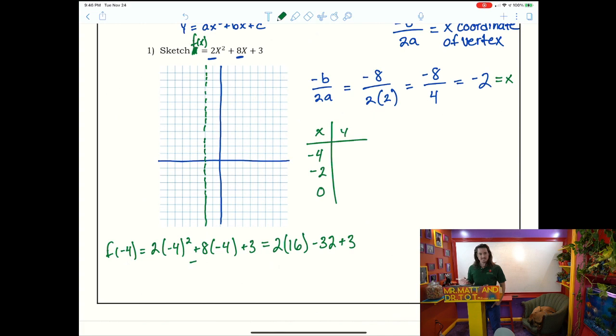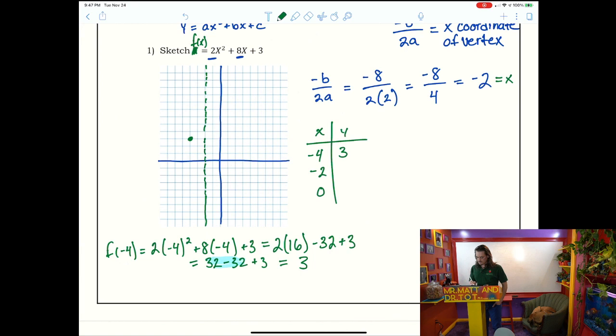2 times 16 is 32, so we're going to have 32 minus 32 plus 3. Notice that 32 minus 32 will cancel out because they're equal magnitude but opposite signs, so that just leaves me with 3. So when x is equal to negative 4, y is equal to 3. So I can go ahead and plot that point. That's right there.